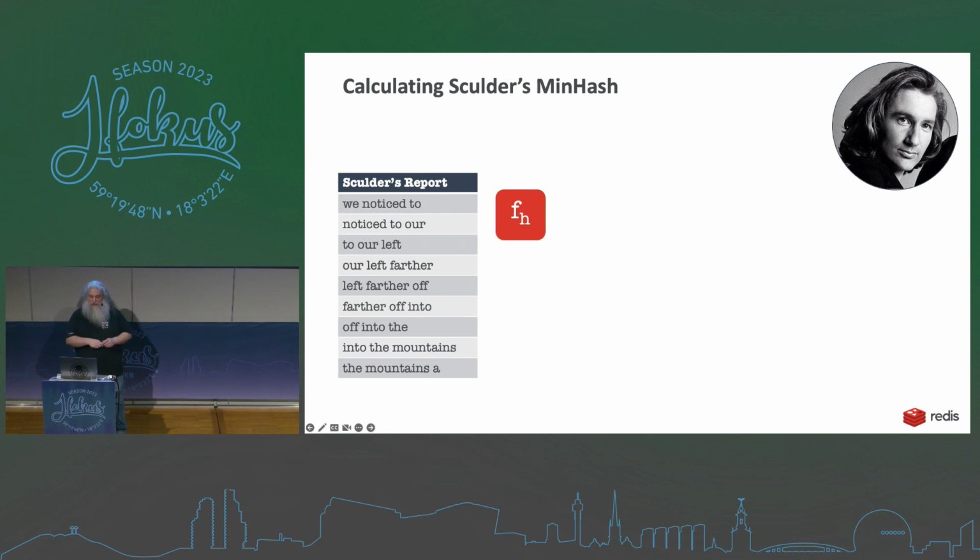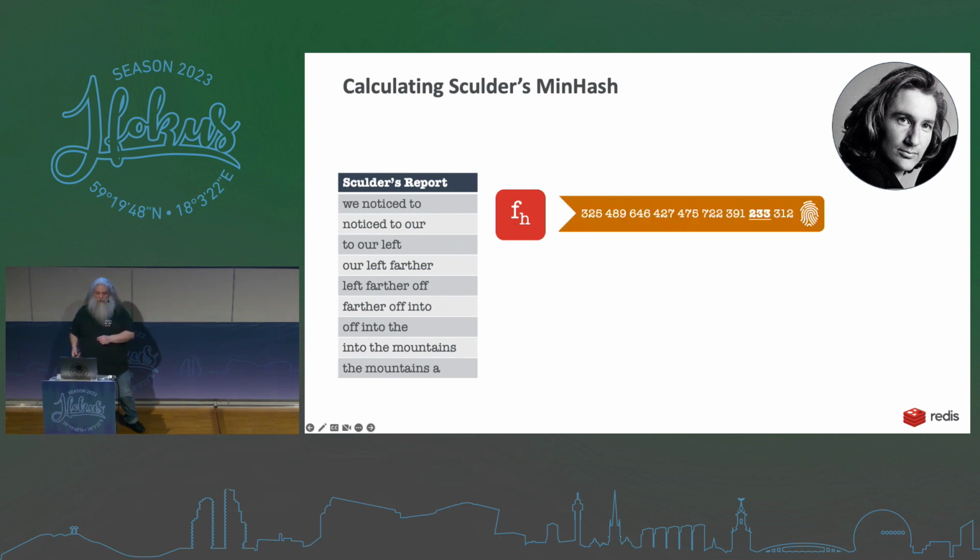To do this, we get a hashing function. Actually, we get a set of hashing functions. That hashing function is run over every item, every trigram in the report, to create a set of numbers. And we do that, and then we take the minimum number. So right now we notice this one corresponds to 325. The mountains at the bottom corresponds to 312. And we just get a bunch of hash values, and we take the smallest one, the minimum one, the min hash, which is why it's called min hash.